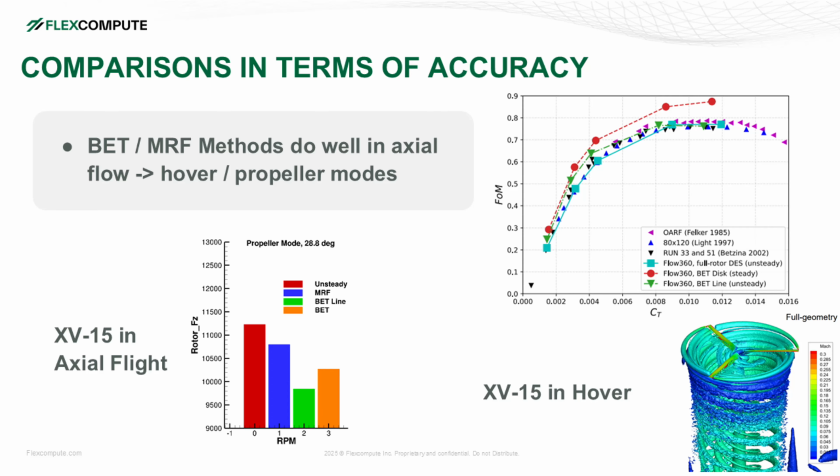The graph on the right shows experimental data compared to 3 different Flow360 results. BET disk has some over-prediction in figure of merit, but BET line and fully resolved unsteady simulations are very accurate compared to the experimental results.